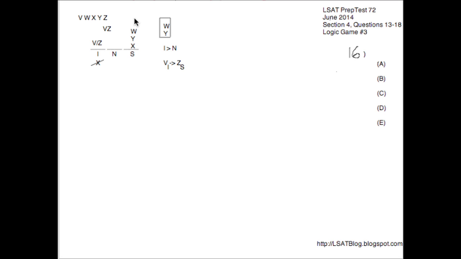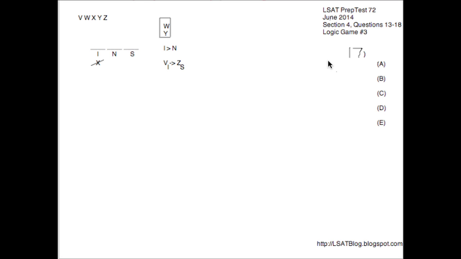Regarding what must be true, none of them on Norway, absolutely, because if we had 1 on Norway, we could only fit 1 more on Iceland and they'd be equal, not having I greater than N. So for that reason, A is actually our answer to number 16.